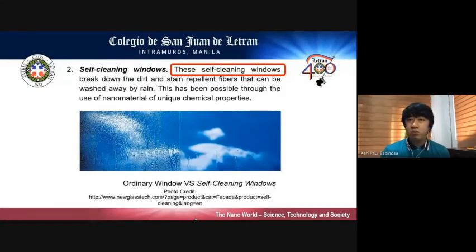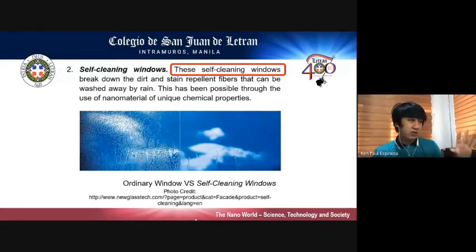Kaya nga na-invento to para sa mga building na matataas. Why? Number one, sobrang hirap linisin nun. Pwedeng mamatay yung tao, di ba? Kasi building yun, napakataas. Two, it costs a lot. Mag-hire ka ng tao para linisin lang yung salamin. Di ba? But if you buy this one, lifetime na yan.